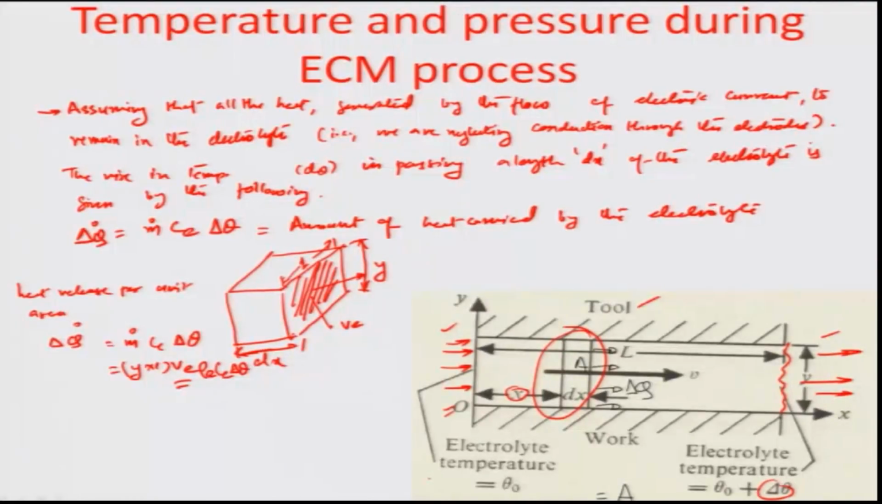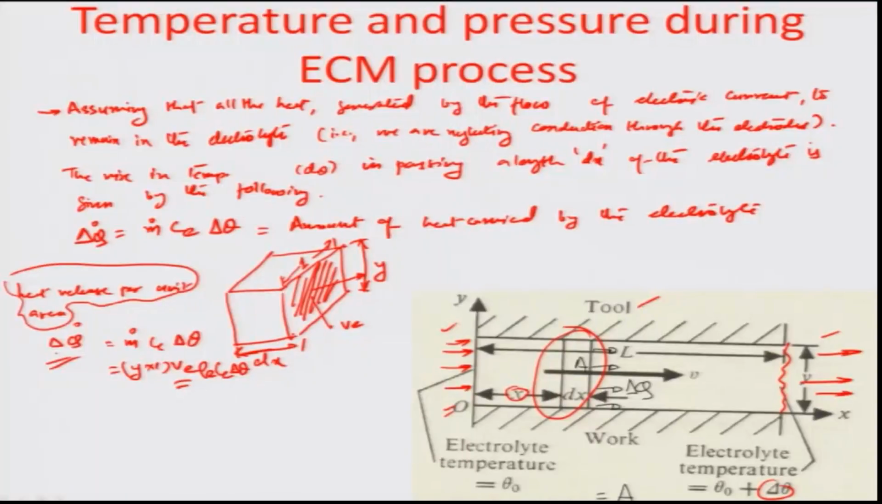So, this is the amount of heat carried by the electrolyte, and you can say that the heat release per unit area of the electrode is just dividing this with respect to the area of the electrode which is involved. In this particular case, it is dx into 1. So, that is how you can predict the amount of heat that comes into the electrolyte.